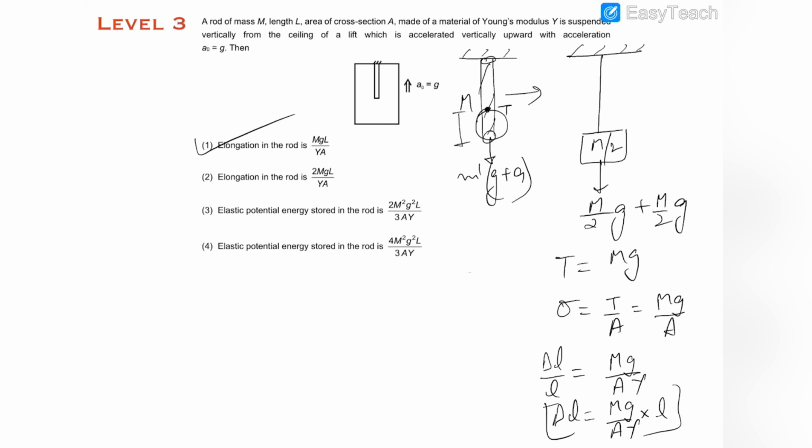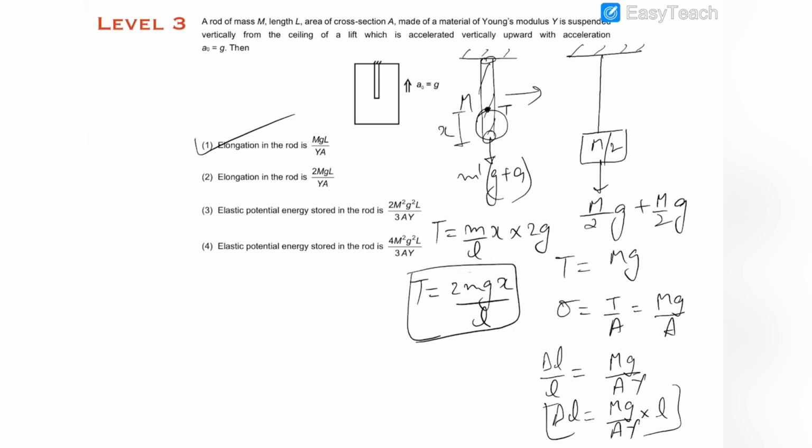Okay, let's suppose this is at a height of x. So T will be equal to m dash, where m dash will be m by L into x, into g plus a, which is 2g, because a is also equal to g. So T will be equal to 2mgx by L. This is the tension at this point in this wire. And therefore the stress at this point would be T by area. So T upon area will be equal to 2mgx upon LA. This is the stress developed at this point.